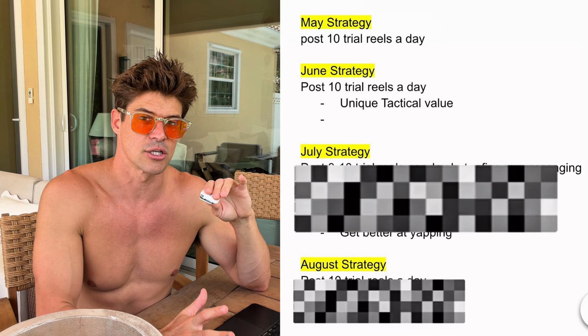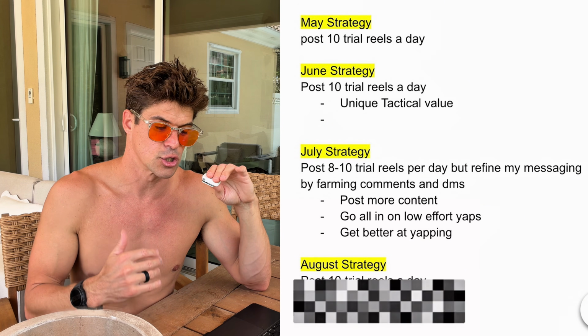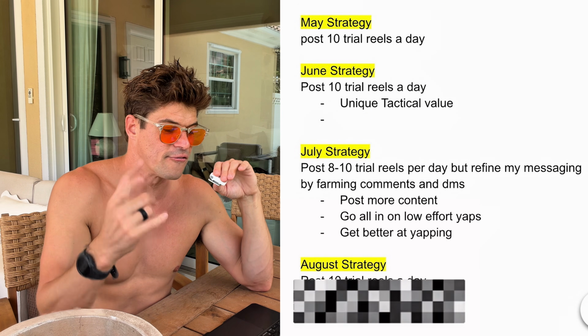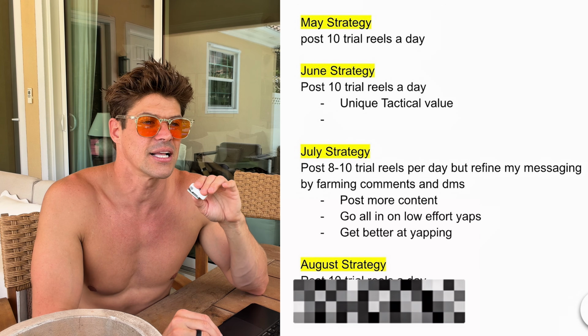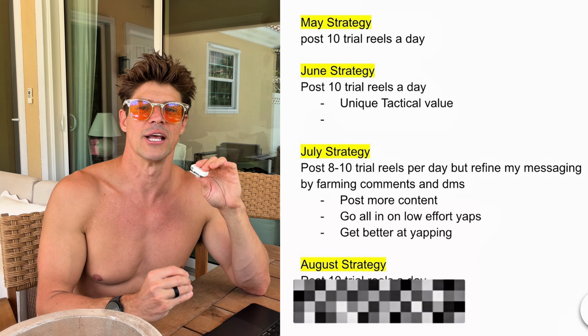And then July's strategy was very similar, except I dialed back the volume a little bit. So the strategy for July was to post 8 to 10 trial reels per day, but refine my messaging by farming comments and DMs. Basically, this is the most common comments I got. I made more videos about that.